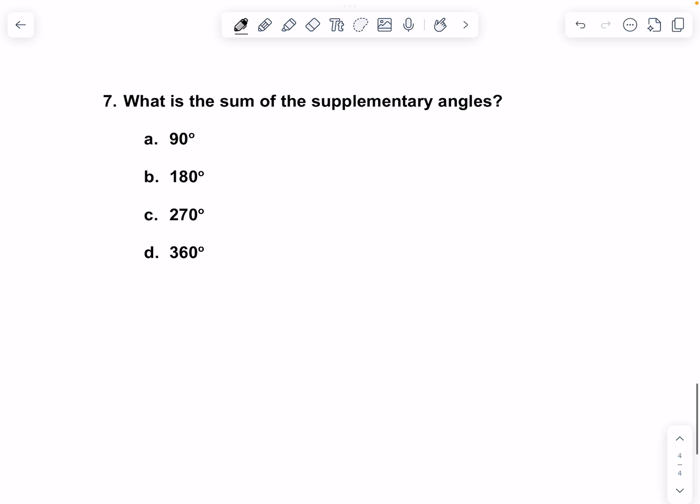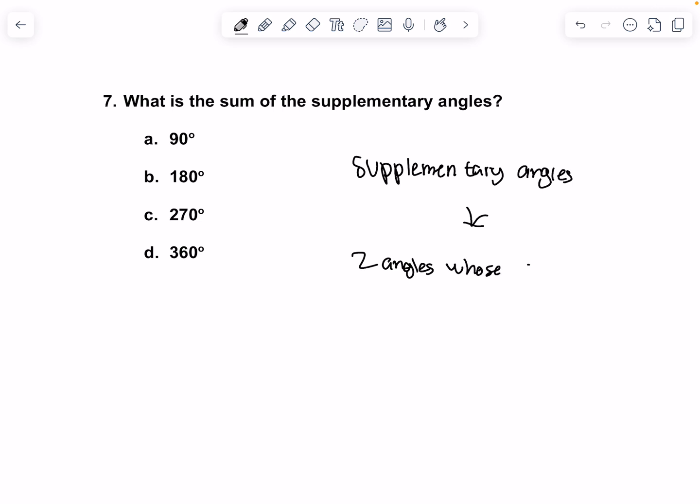Number 7 says, what is the sum of supplementary angles? This one, there's no real mathematical explanation to it. It's just a definition. Supplementary angles are two angles whose sums add up to 180 degrees. This is in contrast to complementary, whose sums add up to 90 degrees. So the answer would be B, 180 degrees.